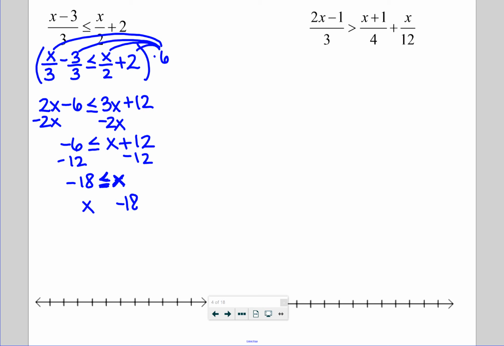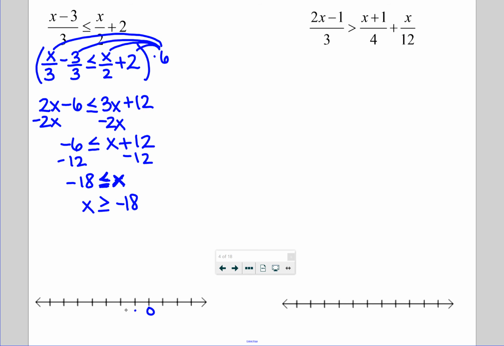You can flip the x and the 18, and as long as you flip the sign to make sure it is still opening up towards the x, sometimes it's a little easier for people to see it written in that way. To graph this on the number line, I would find negative 18.